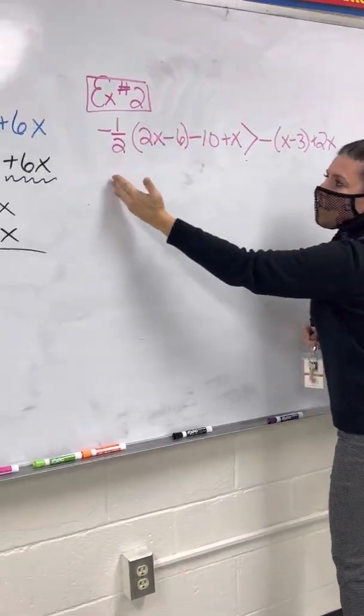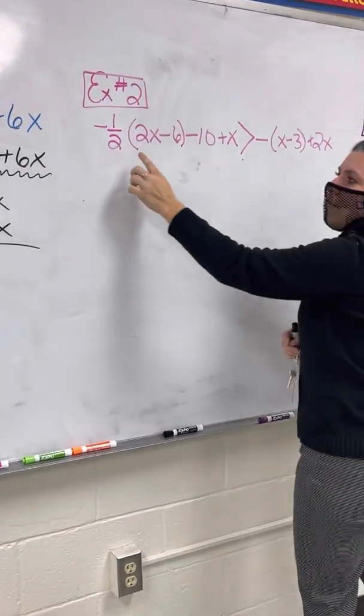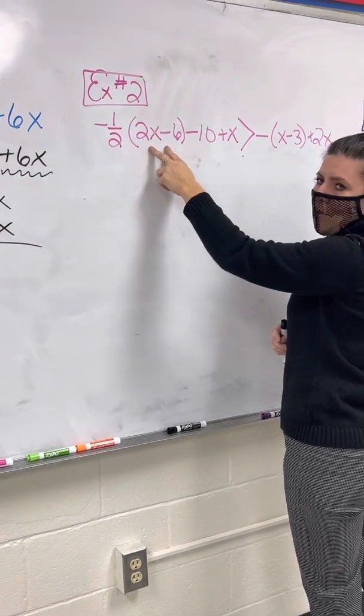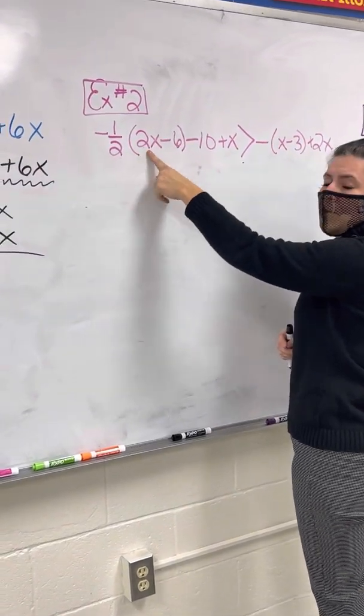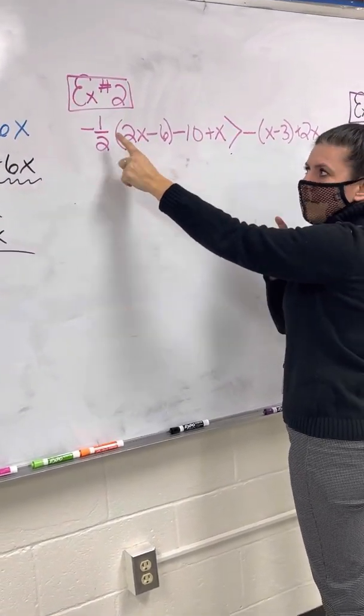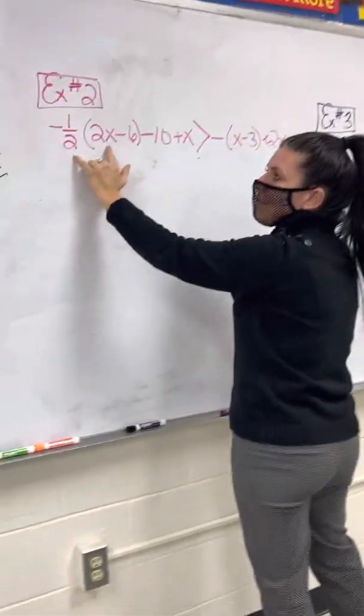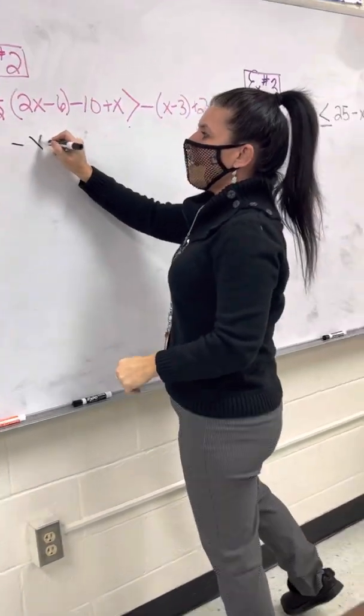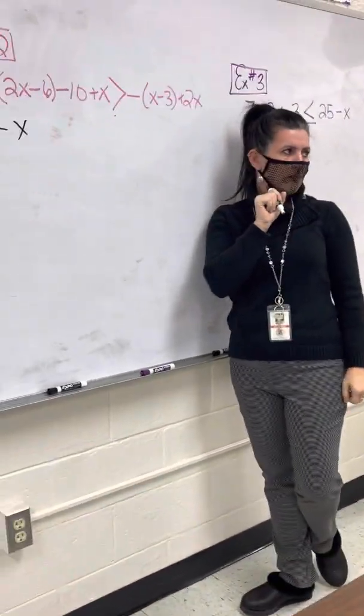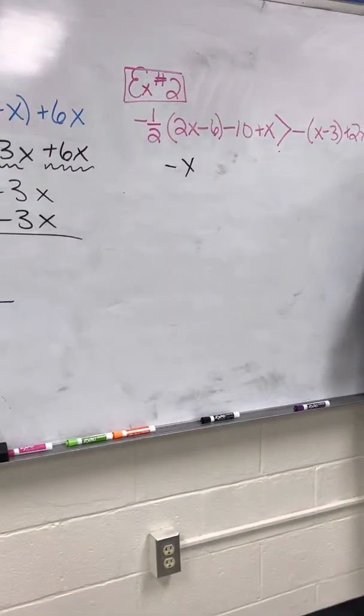So again, working from the left to the right, -1/2 times 2x. Half of 2 is 1. A negative times a positive is a negative. So when I multiply these, I get -x. Are there questions on that so far? Before anybody gets lost?